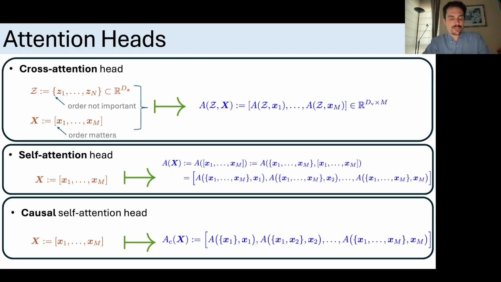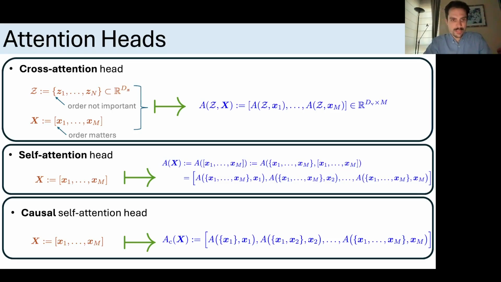Note that the order of this second argument matters. That's why we are using a matrix here. However, the order of the reference vectors doesn't matter. That's why we use a set, right? Remember that in mathematics, a set is a collection of elements where we don't assign any order to those elements.